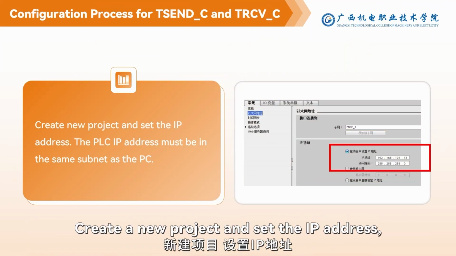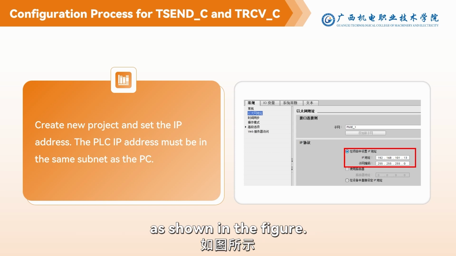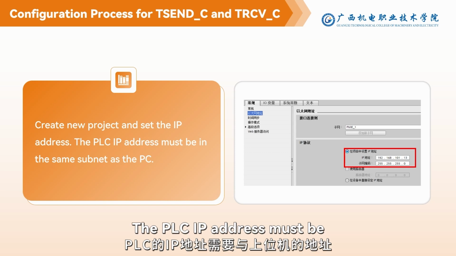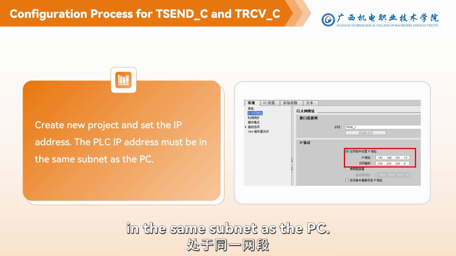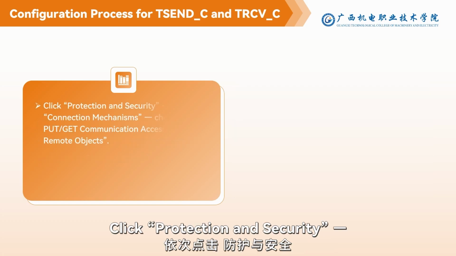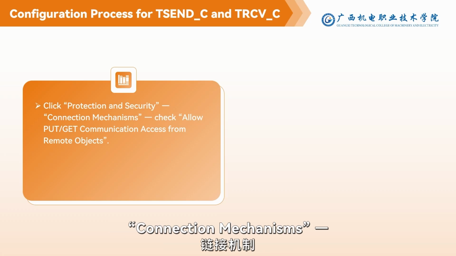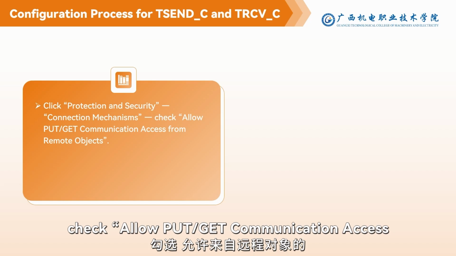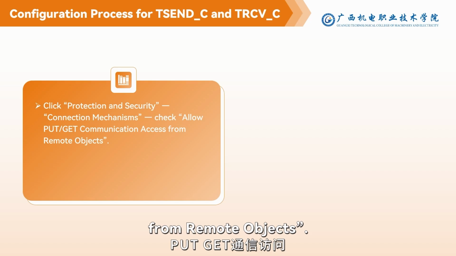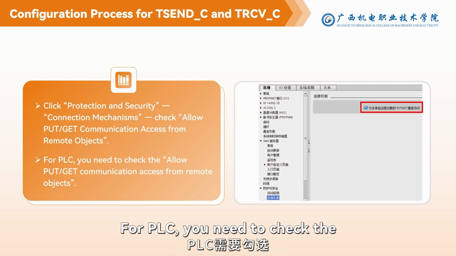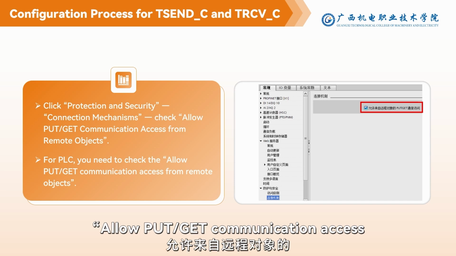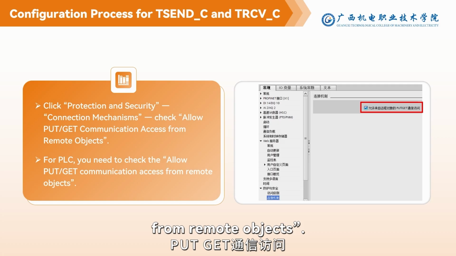Create a new project and set the IP address as shown in the figure. The PLC IP address must be in the same subnet as the PC. Click Protection and Security, then Connection mechanisms. Then check allow PUT/GET communication access from remote objects. For the PLC, you need to check the allow PUT/GET communication access from remote objects.